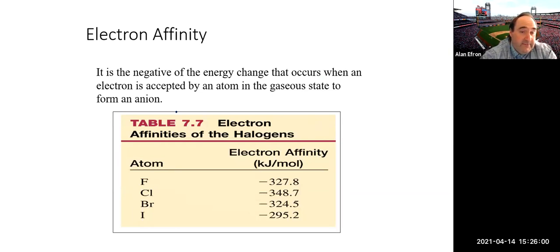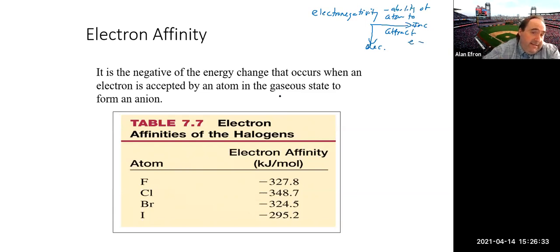Another kind of important trend was referred to as electron affinity. Electron affinity is not electronegativity. So again, electronegativity is different. Electronegativity is probably what you talked about when you talked about bonding. That increases as you go to the right, decreases as you go down. Electronegativity is the ability of an atom to attract electrons, right? Electron affinity is the energy change that occurs when an electron is accepted by an atom.